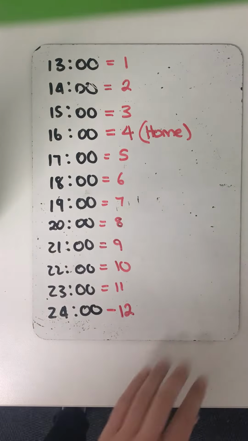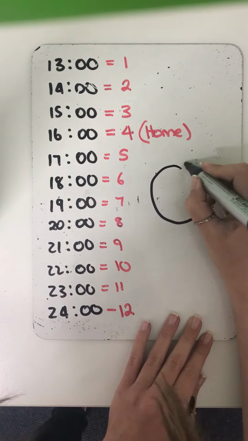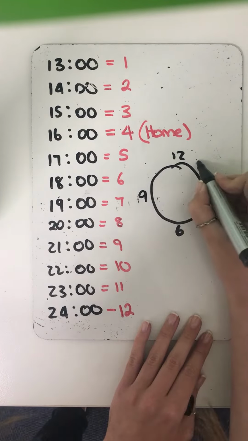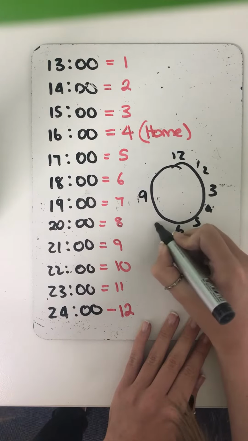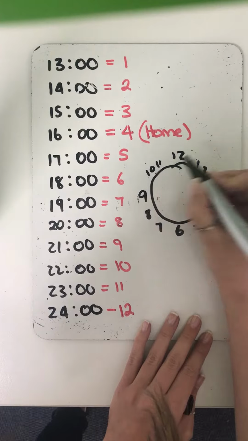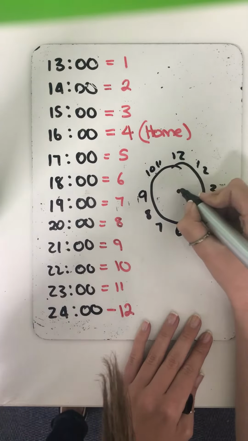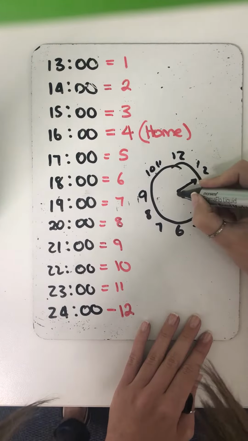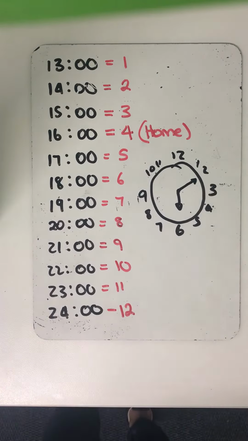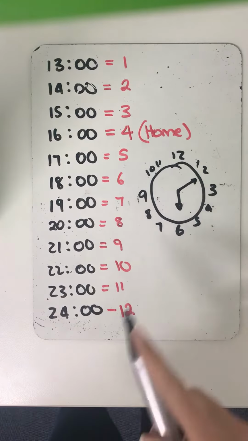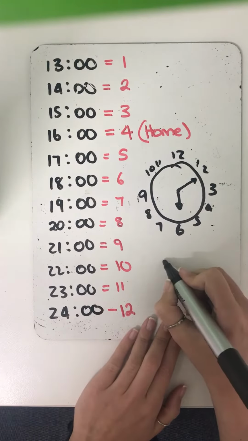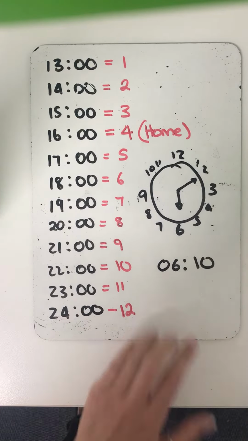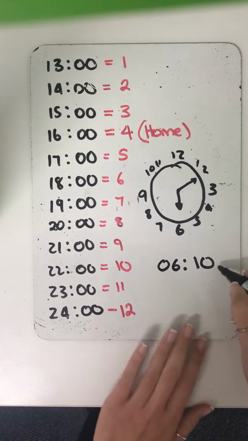So if you have a clock on the wall, let's say we have a clock. And let's pretend for this example that the long minute hand is on the 2 and the shorter hand is on the 6. If we wrote this time as though it was the morning, we put the hour first, so it's 6, and it's 10 minutes past 6, so it's 6:10. And this would be in the morning.